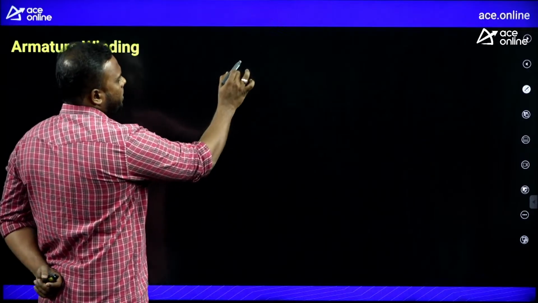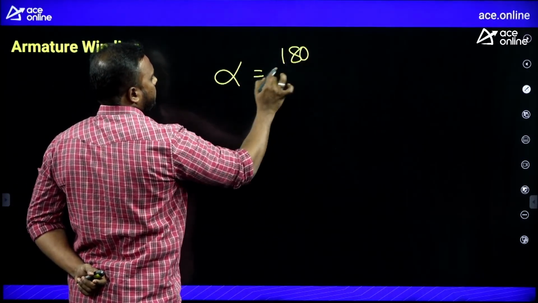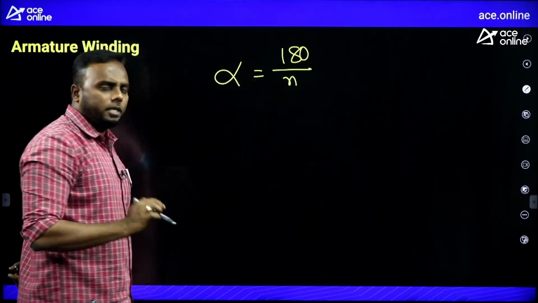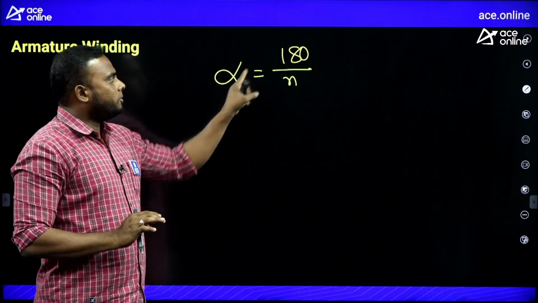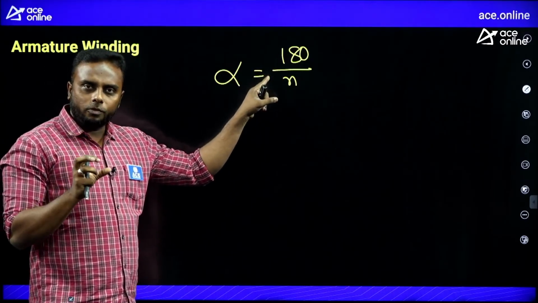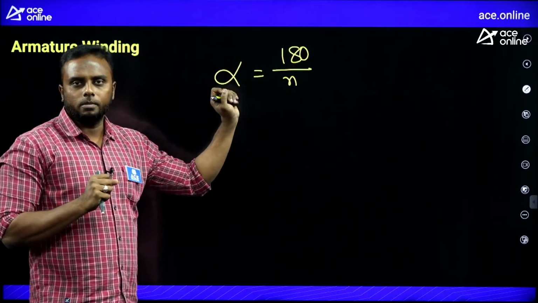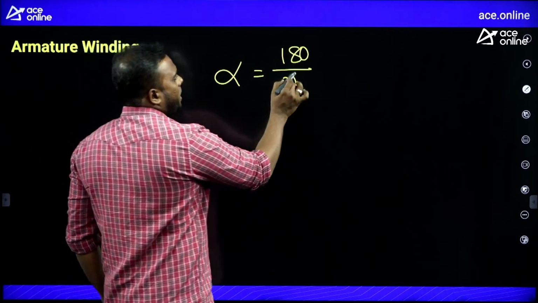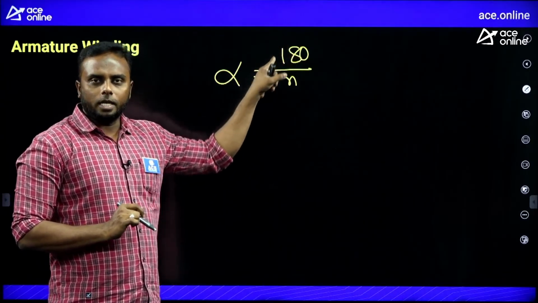Here we have the short pitch angle, which we call alpha. The alpha formula is 180/n. If you want to eliminate any harmonic, 5th or 7th, whatever, alpha is 180/n. Suppose you want to eliminate the 5th, 180/5 is 36 degrees, or 180/7 for the 7th harmonic. So anything you can eliminate by keeping some short pitch angle alpha, that alpha is 180/n.